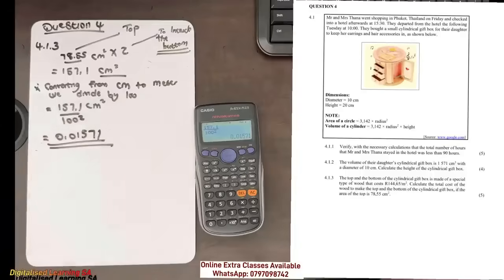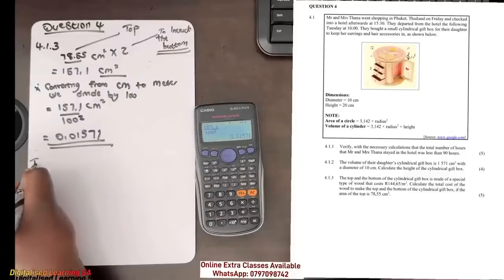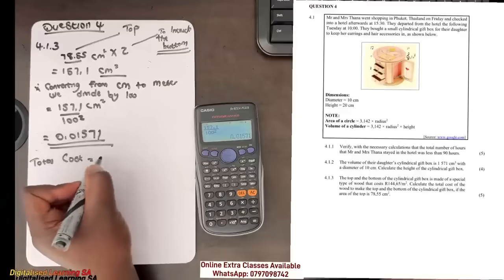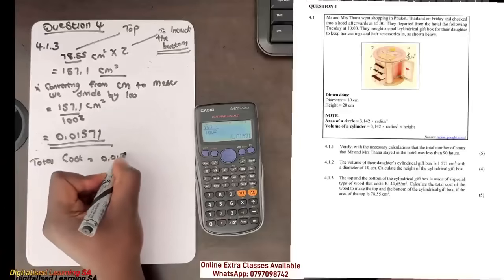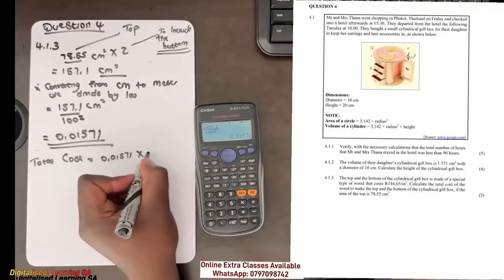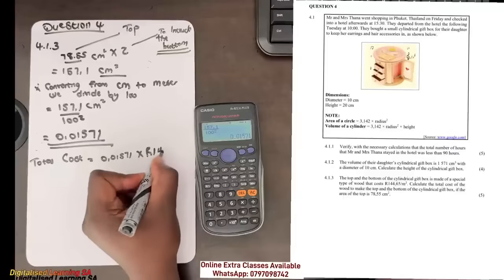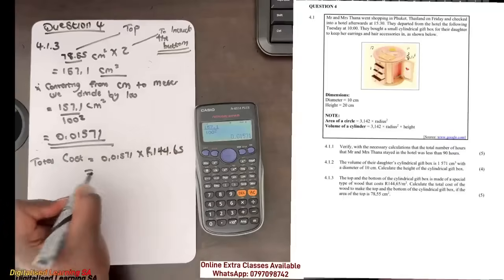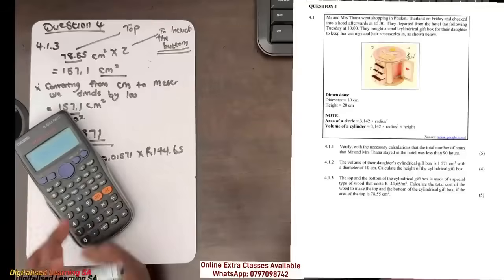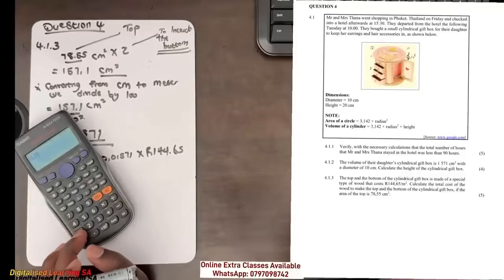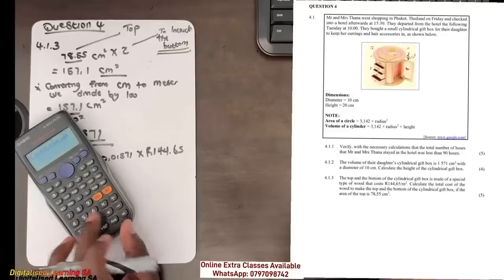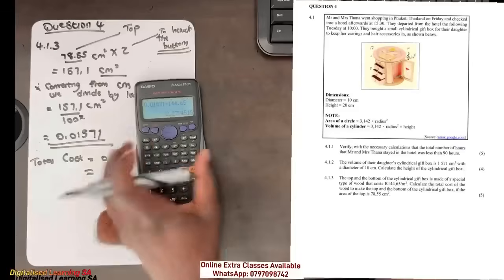Yes, so our answer will be 0.01571. And then after getting that, we can find our total cost. So our total cost will be equal to 0.01571 multiplied by the cost of wood, which is 144.65. So it should be 0.01571 multiplied by 144.65. So it should be 2.